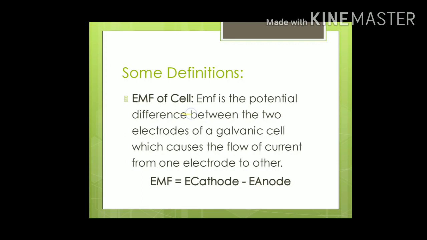EMF is the potential difference between the two electrodes of a galvanic cell. The zinc and copper that we have taken is a galvanic cell. I already explained this, you will get it in that I button. It causes the flow of current from one electrode to another. That's what I told about that. That is, EMF is equal to E cathode minus E of anode.